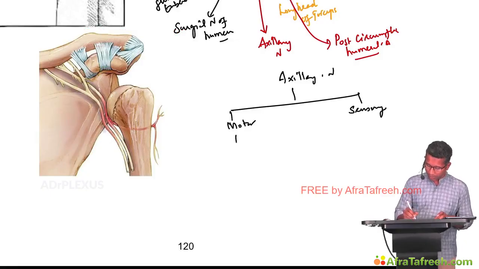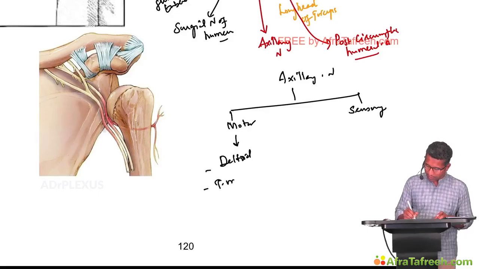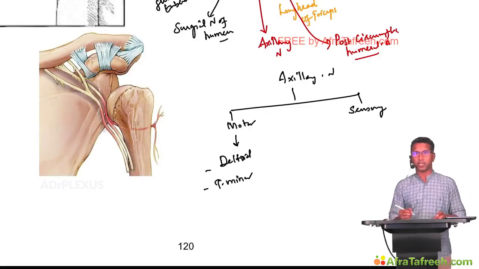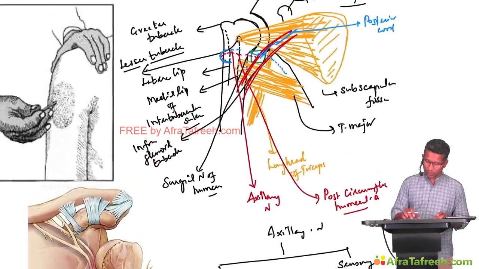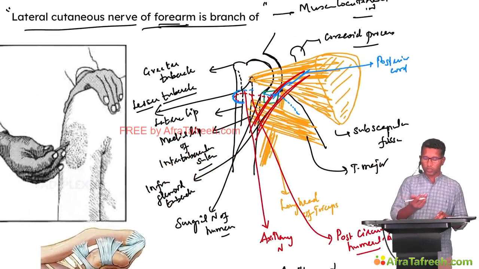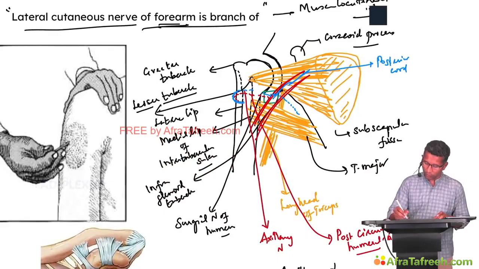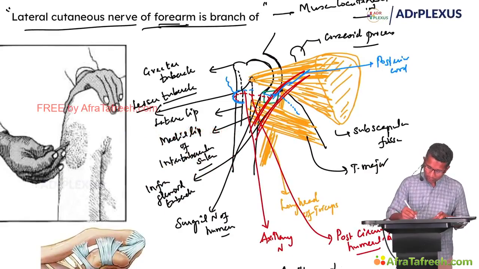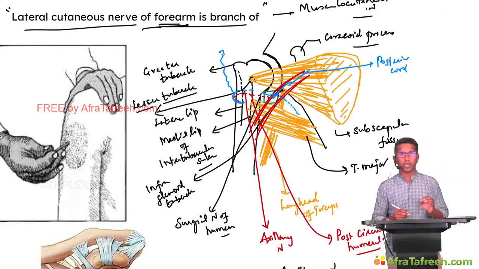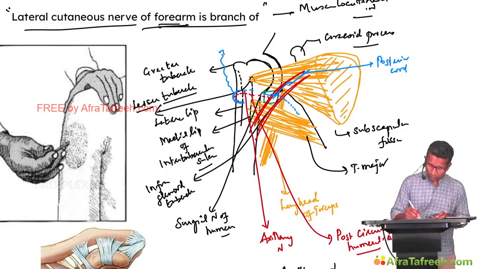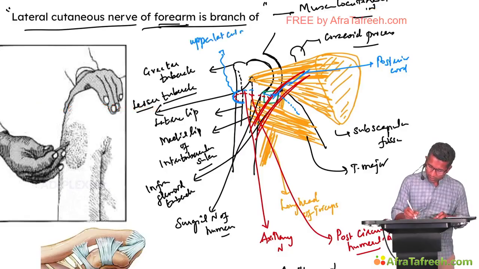And this motor supply mainly supplies the deltoid muscle, and it supplies a muscle called the teres minor muscle. Sensory. Now what happens to the sensory? If you see here, the nerve, when it winds around the humerus, gives a branch to the skin of the deltoid region, and this branch is called the upper lateral cutaneous nerve of the arm.